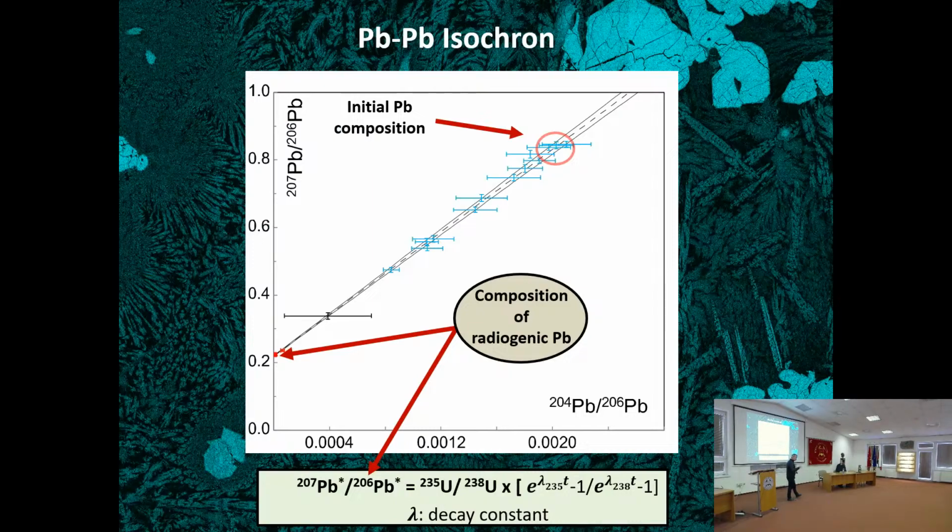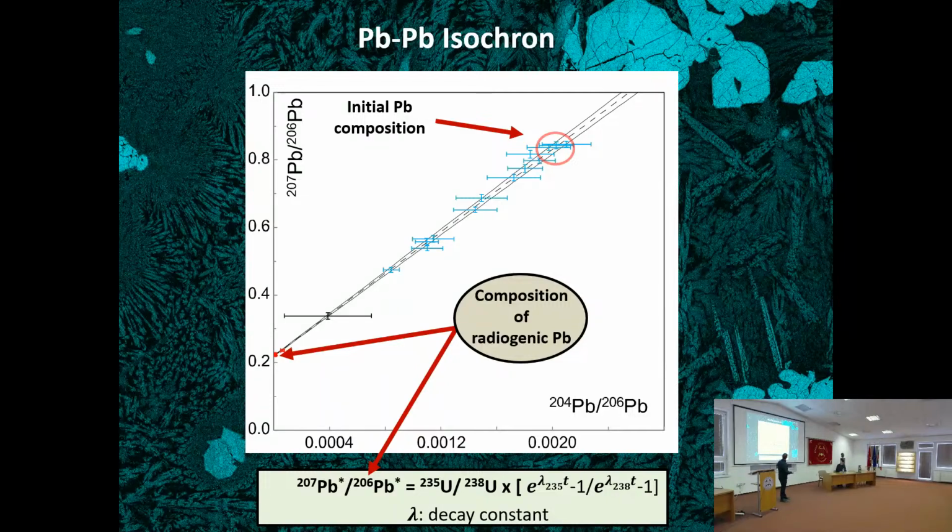So the lead-lead isochrone is a little bit different from the isochrone I've shown you before. We have the 204/206 ratio on the x-axis and the 207/206 ratio on the y-axis. All the phases that form from the same magma in a crystallizing basaltic liquid should form a line, which is the lead-lead isochrone.